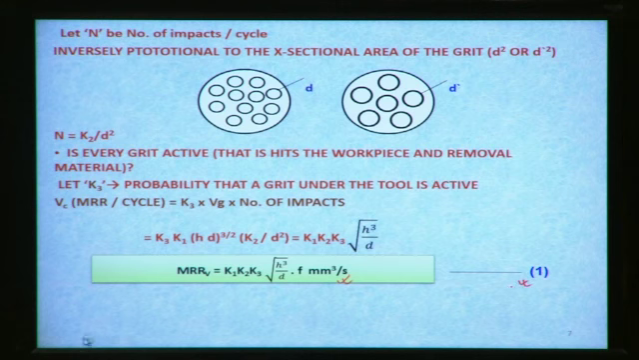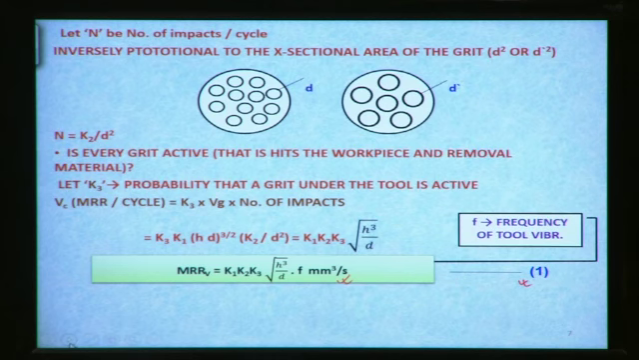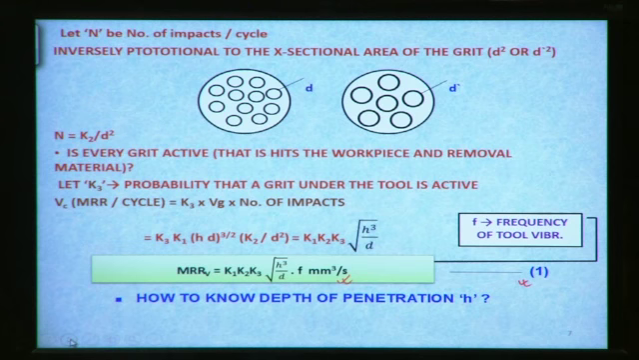So this is the volume of material removal rate per second, and F is the frequency of tool vibration. Now the unknowns: D we know, D is the diameter of these abrasive grits, F is the frequency of vibration, that is a machining parameter, and H is the depth of indentation, which is unknown. So now we have to calculate what the depth of indentation is at different machining conditions.